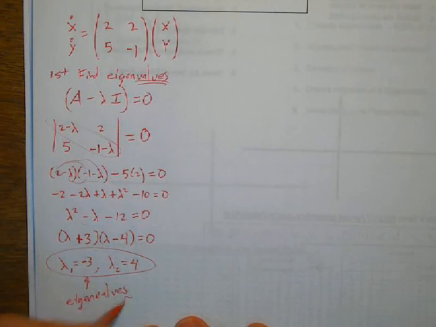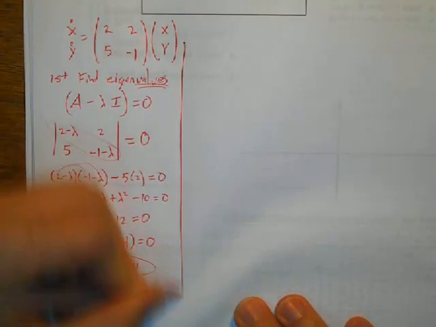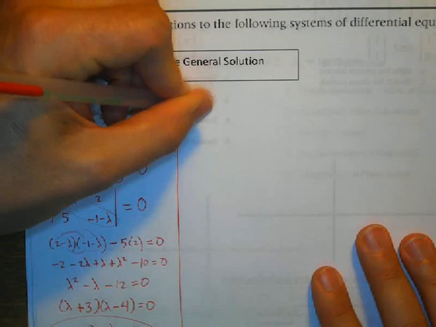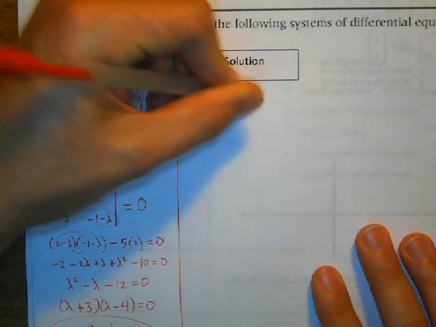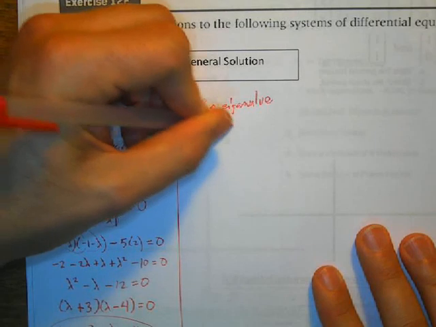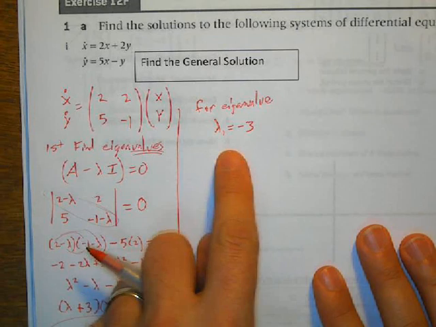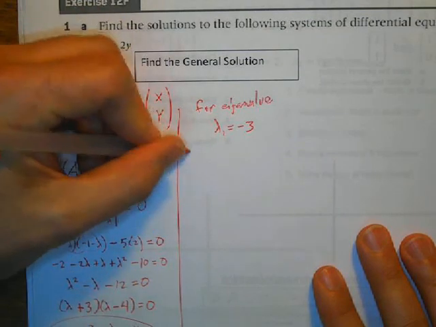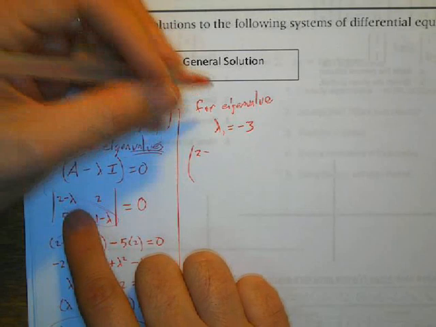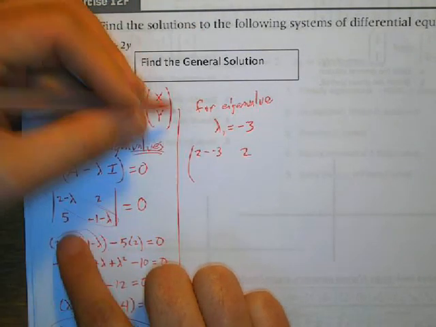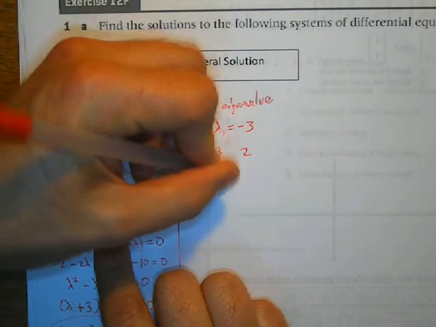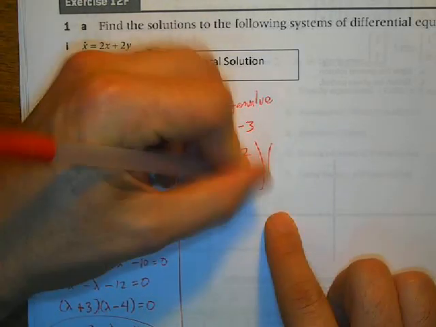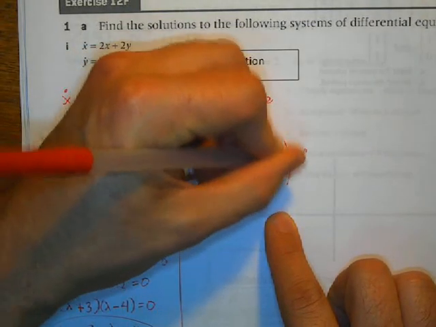Okay, so I'm going to use these eigenvalues in order to find my eigenvectors. So for the first eigenvalue, with lambda 1 equaling negative 3, I'm going to put this into my matrix here. So I've got 2 minus, instead of lambda, I'm going to put negative 3, and then a 2, and then a 5 here, and then negative 1 minus, instead of lambda, I'm going to write negative 3, and then x and y, and equals 0 and 0.